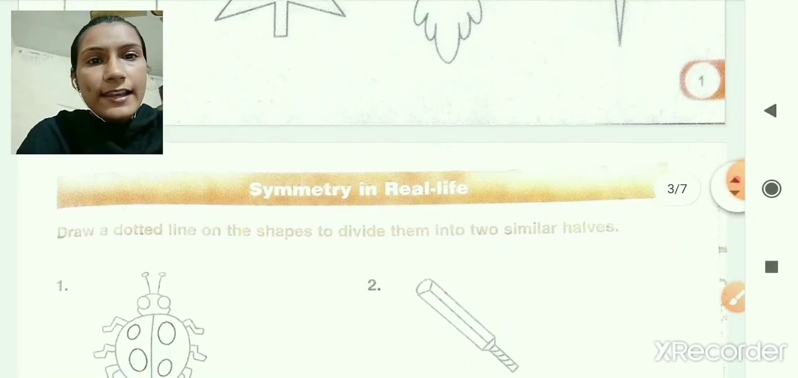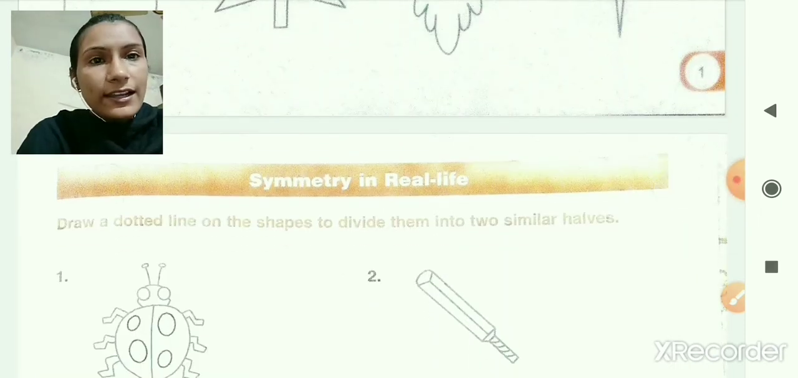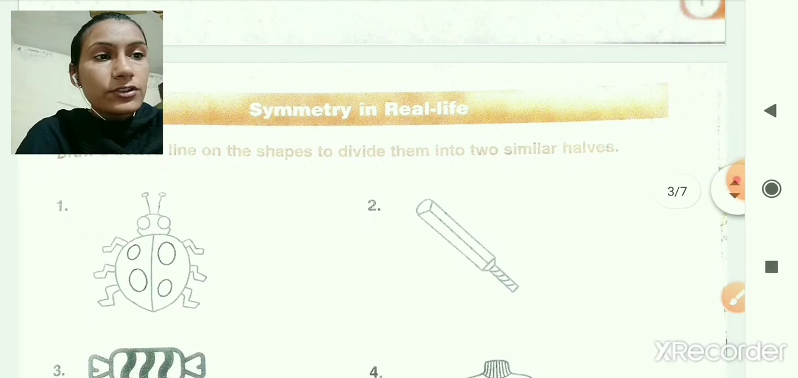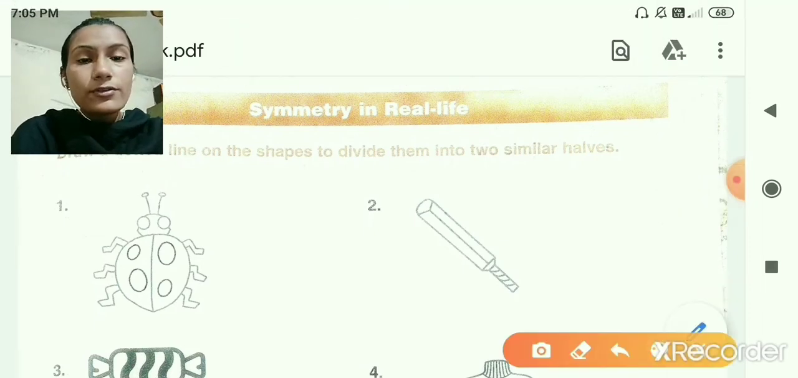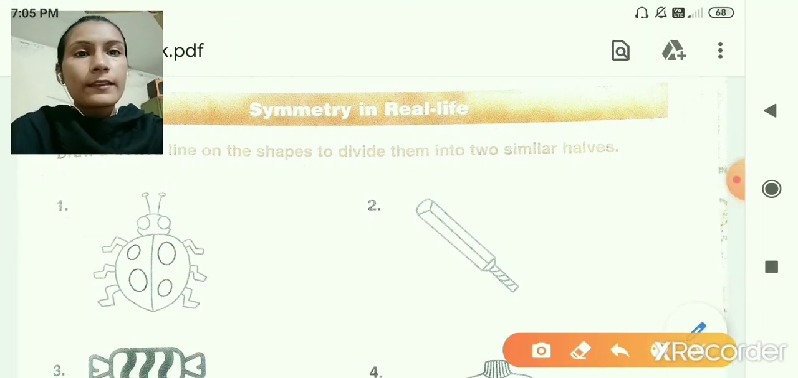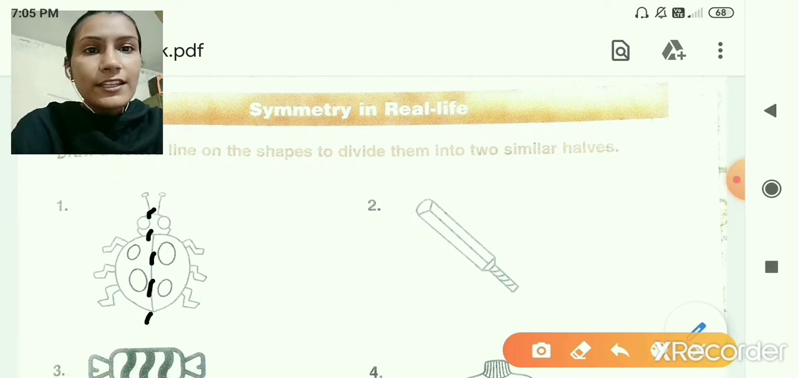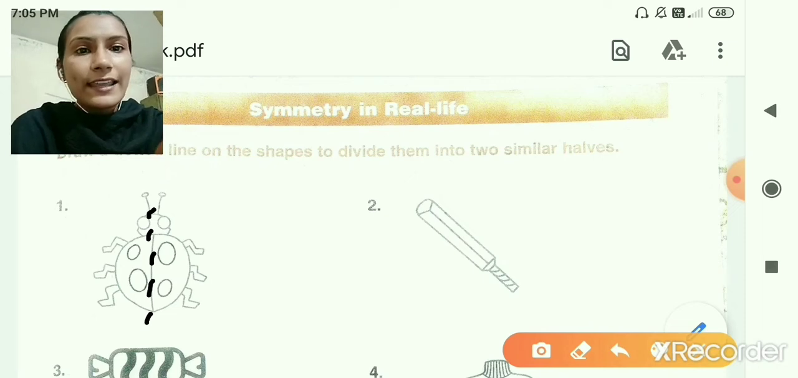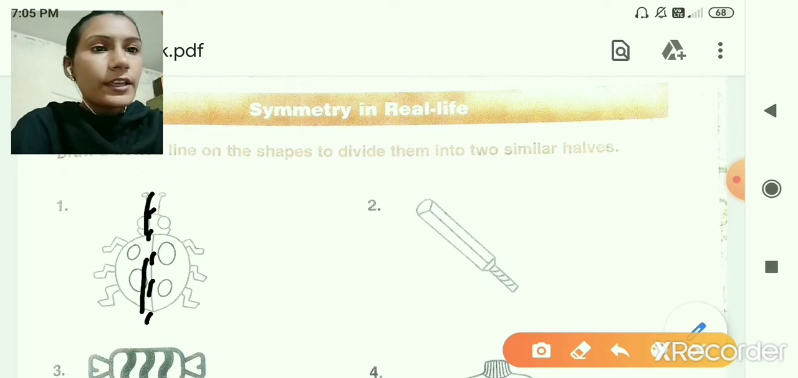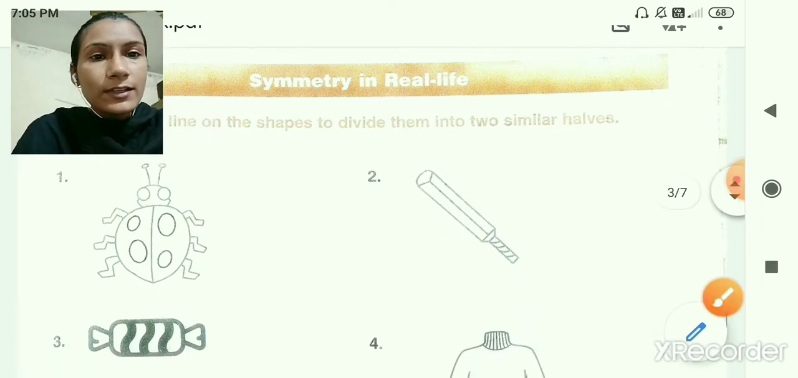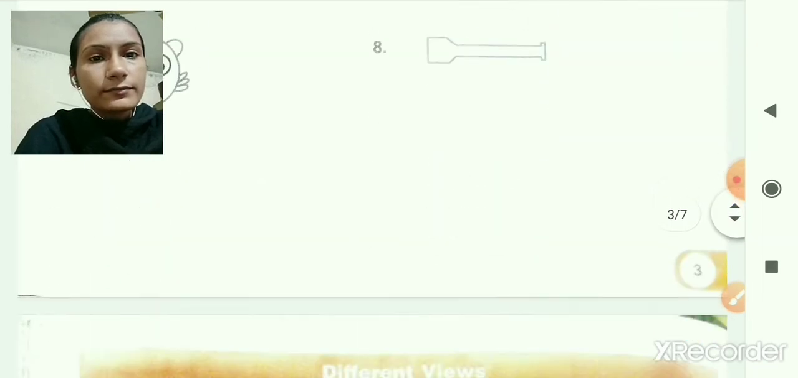Symmetry in real life. Draw a dotted line on the shapes to divide them into two similar halves. Same here also, you have to draw a dotted line on these shapes and divide them into two similar parts. Like this you can draw. Here also you can draw like this with the help of pencil and scale. So this one is also your homework.